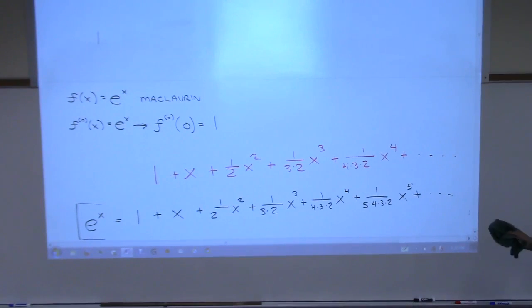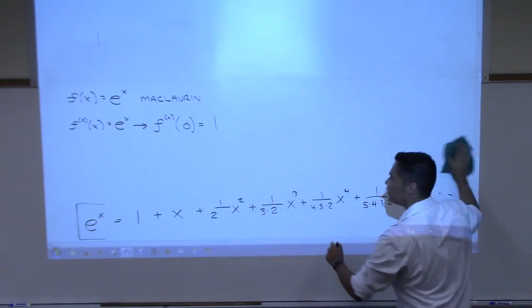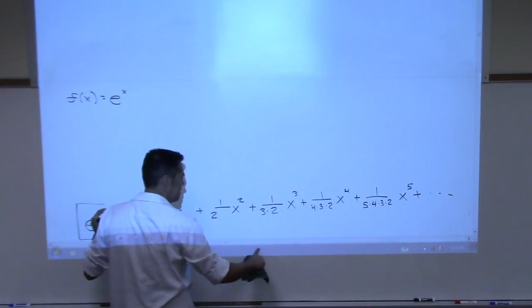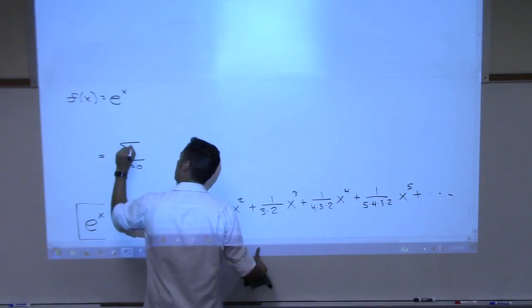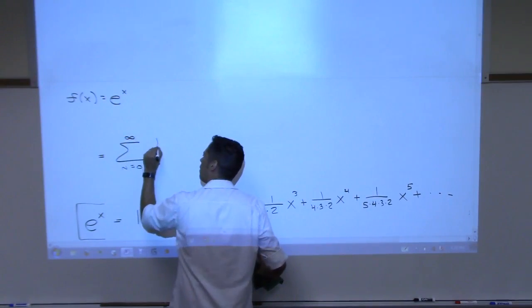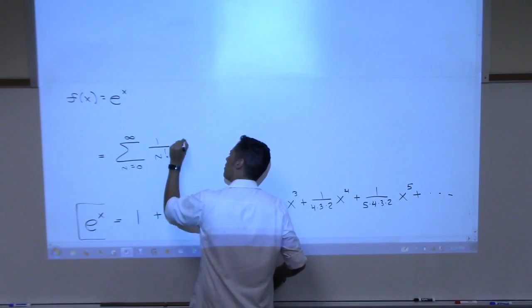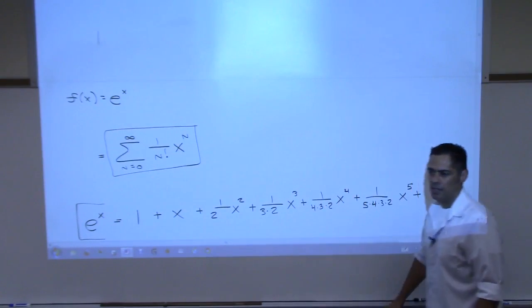All right, how about the sigma notation of this? What's the sigma notation that would give us this? This in sigma notation should be the sum from n equals 0 to infinity. We always have 1 on top over n factorial x to the n. That is your Maclaurin series written in sigma notation for e to the x.